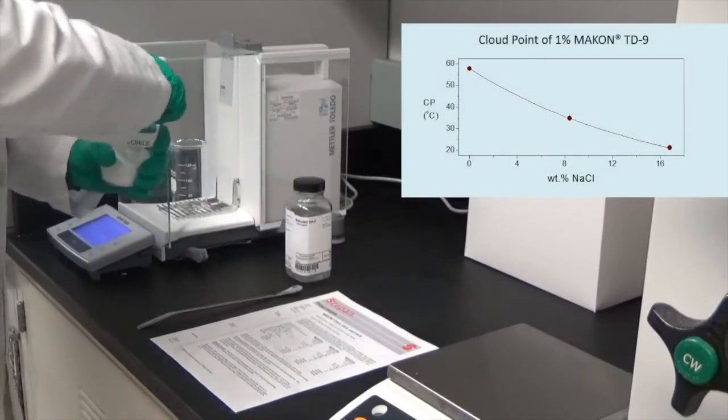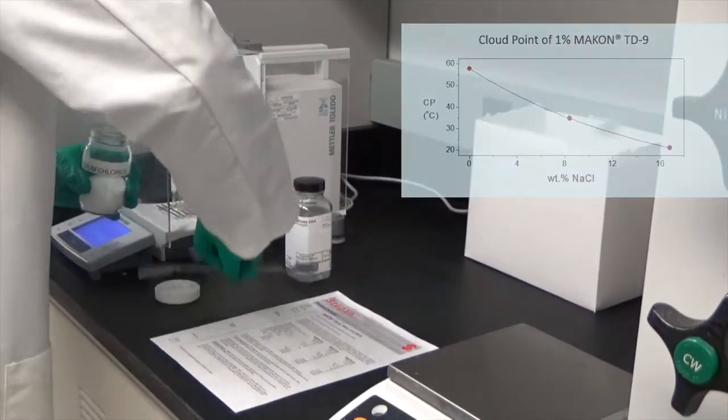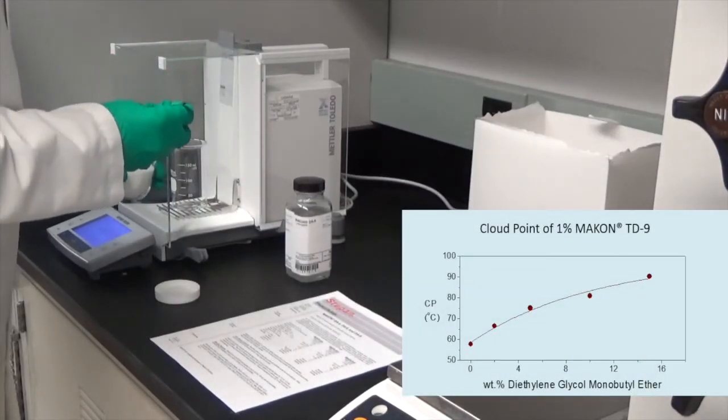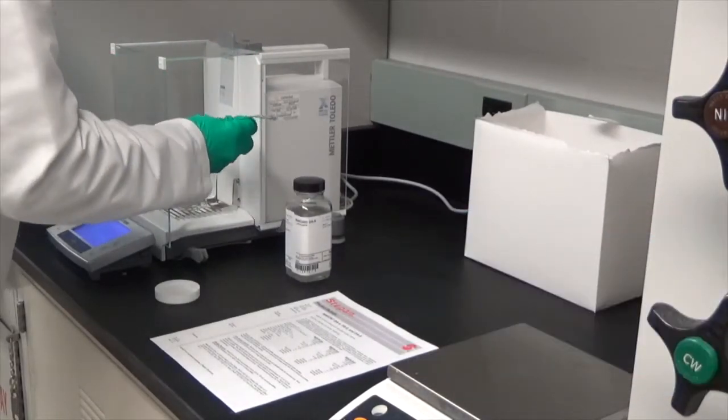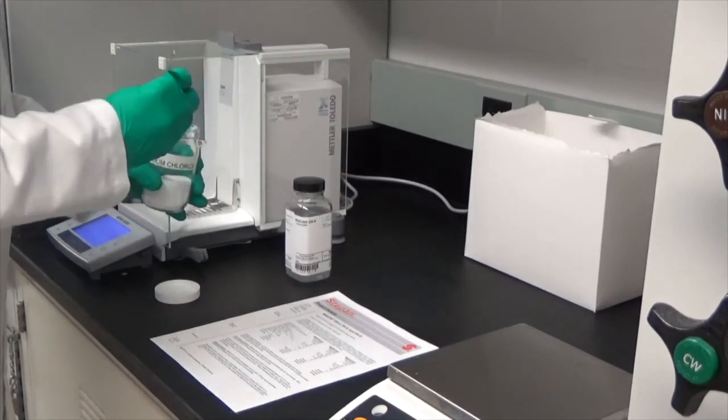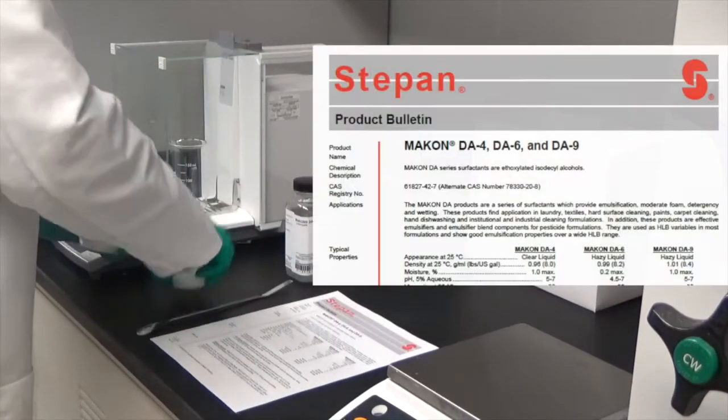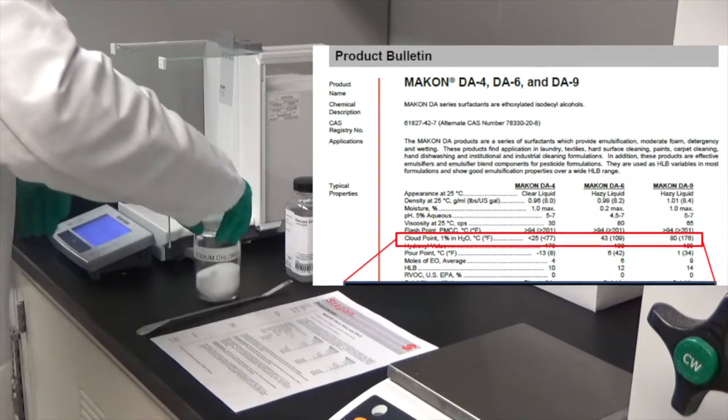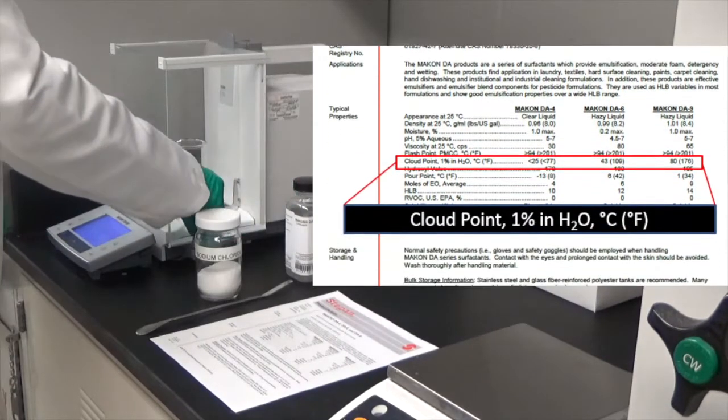Sodium chloride, for example, typically reduces cloud point temperature, whereas the presence of glycol-based solvent will usually increase it. Conditions matter in the measurement of cloud point. It is important to carefully review product literature in order to understand the conditions under which this property is reported.